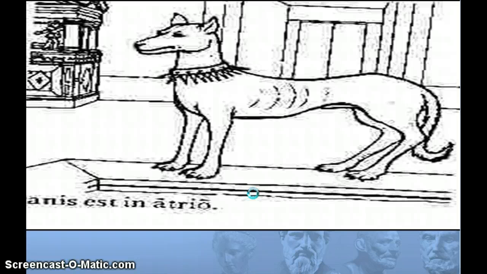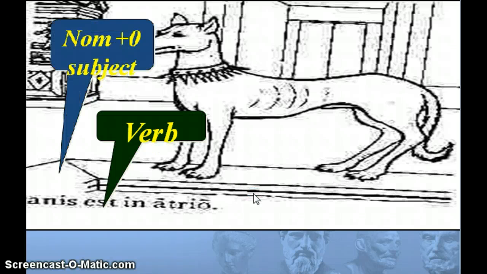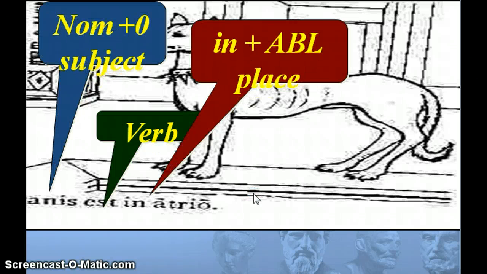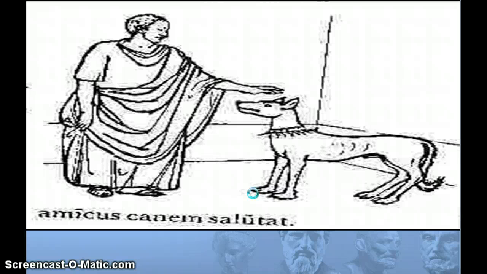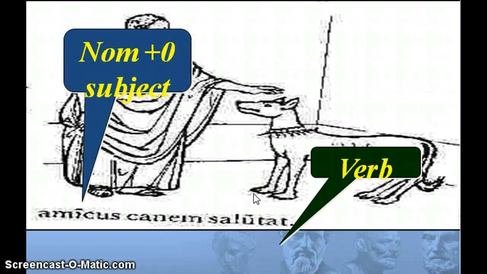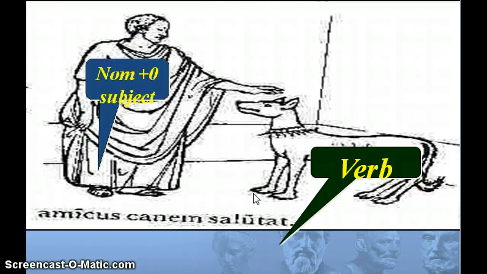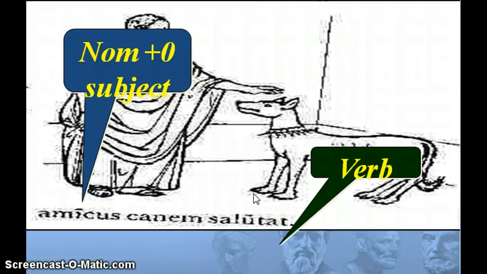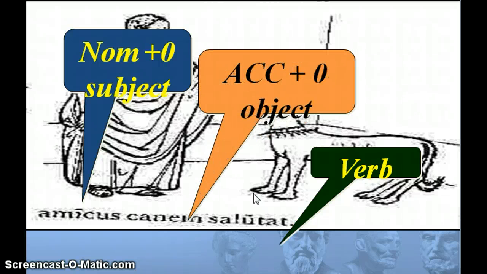Oh, look at this. Canis est in atrio. Atrio, sorry. Who's doing the esting? Well, the canis, because it's subject phrase, and in atrio, that's where he's esting, in the atrium. Last one before we get tired of the creepy friend. Where's the verb? Salutat. Why is it a verb? Ends in T. Who's doing the greeting? Amicus. Why? Because amicus is nominative. Nominative with no other signal, subject phrase. That's what's doing the verb. And who's receiving the verb, or what's the verb being done to? The verb is being done to the object phrase, which in Latin is signified by accusative.